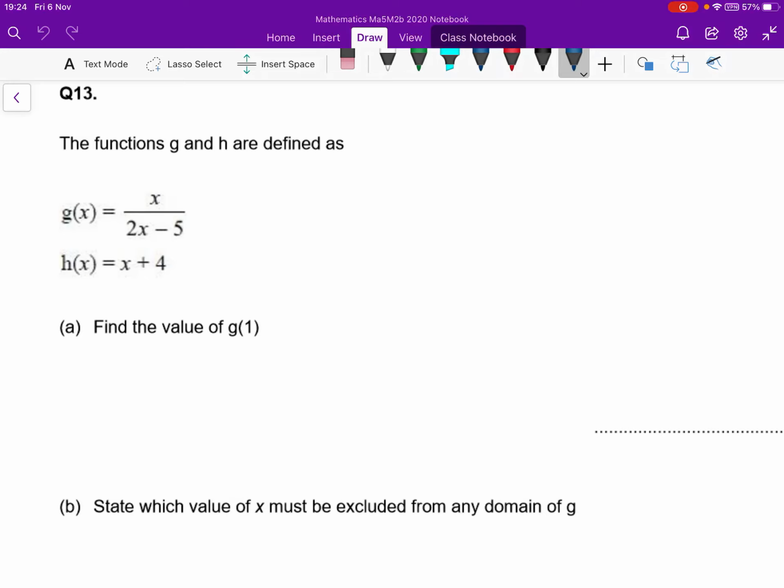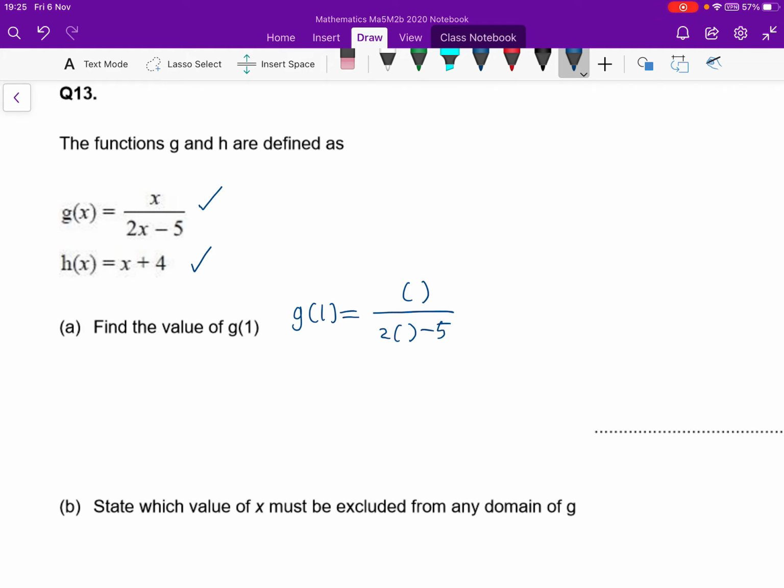Question 13. You're given the function g(x) is x over 2x minus 5. You're also given the function h(x) equals x plus 4. Part A. You are asked to find the value of g(1). So g(1) is equals to, follow the function, change x into bracket.